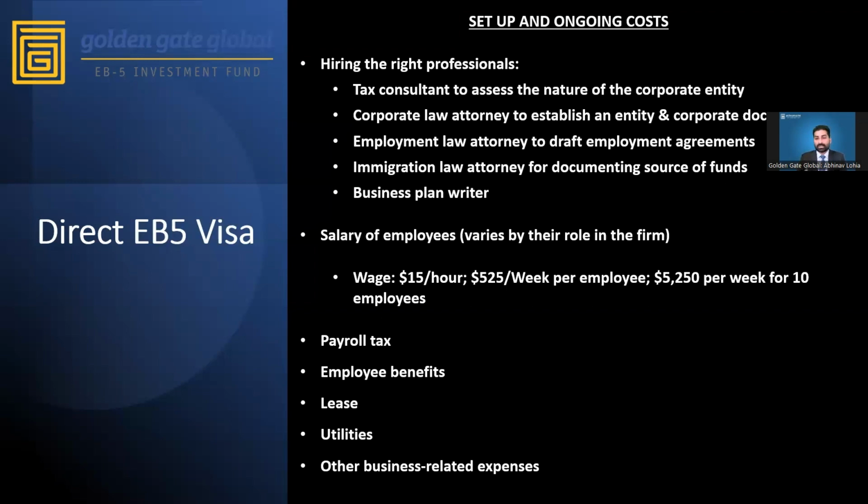Now, as we are talking about costs, I just want to give you an example here. Not everyone in your firm can be a minimum wage worker, but just for the sake of example, let's say you hire a person at $15 an hour. Now, this needs to be full-time employment, which is defined as 35 hours a week, which translates into $525 a week per employee. Now, you need to hire 10 employees to be eligible for your EB-5 green card, which means you will be paying about $5,250 per week for the 10 employees for the whole year. So this is the minimum expense you're looking at per week for 10 employees, $5,250.